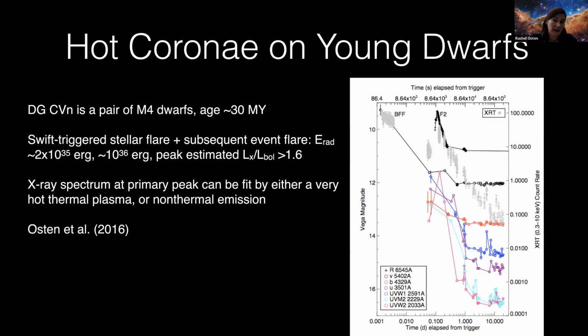Another example is the very young stars. This was another Swift triggered burst on a system that has an age of about 30 million years. Again, very energetic events, very high estimated X-ray to bolometric luminosity at peak. The X-ray spectrum can either be fit by a very hot thermal plasma or non-thermal emission. What you're seeing on the right here is the light curve of the event, showing the XRT light curves, and there's actually 2 events here. There's the big first flare, and then the very creatively named F2 is the second flare event, and then some of the UVOT filters were also catching data.